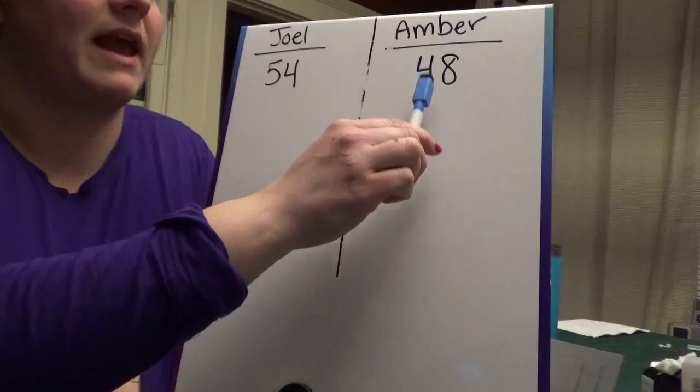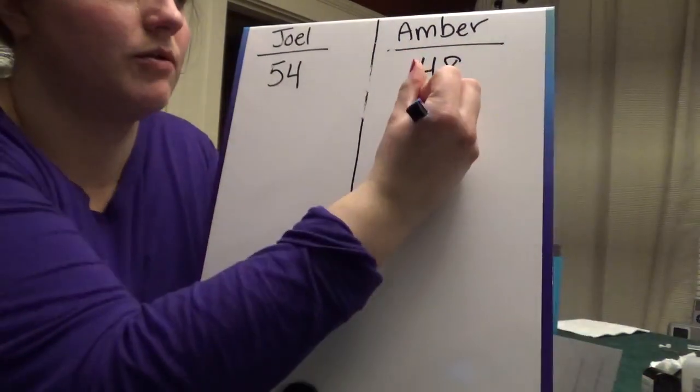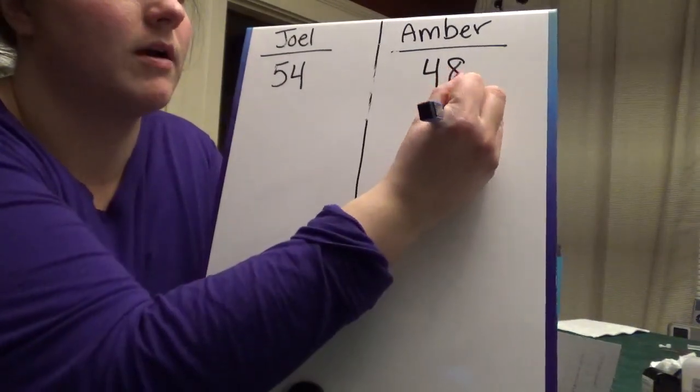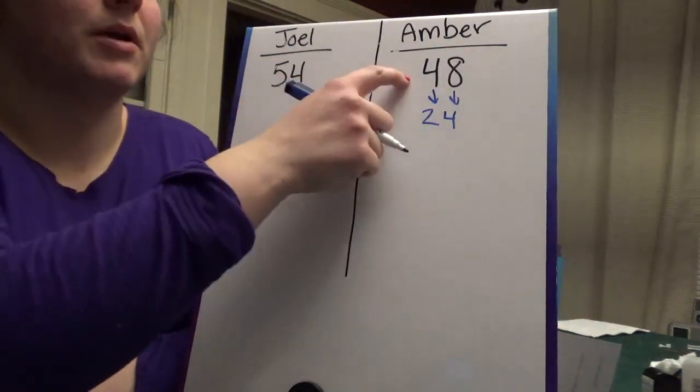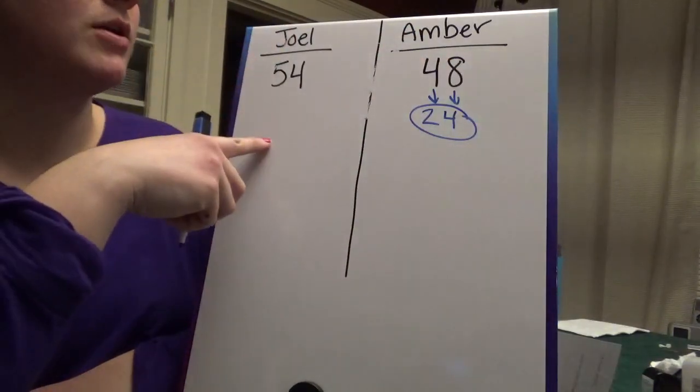So we're going to start with Amber. Let's think, what is half of 4? Hopefully you wrote down 2. And what's half of 8? Hopefully you wrote down 4. So Amber has a total of 24 cookies. Now we're going to go back to Joelle.